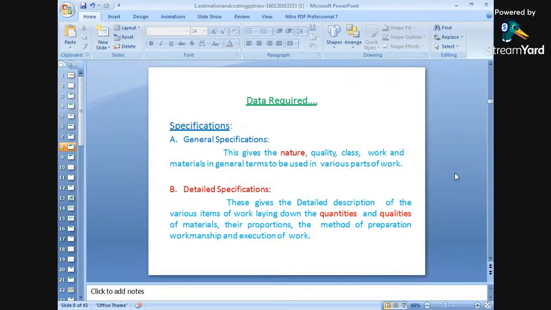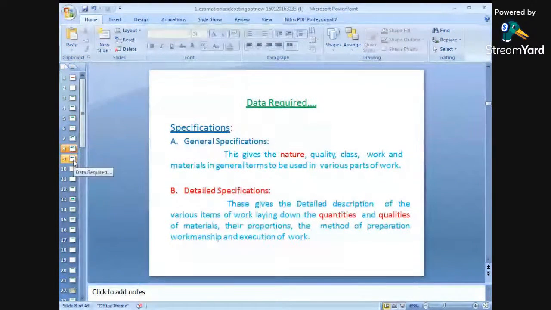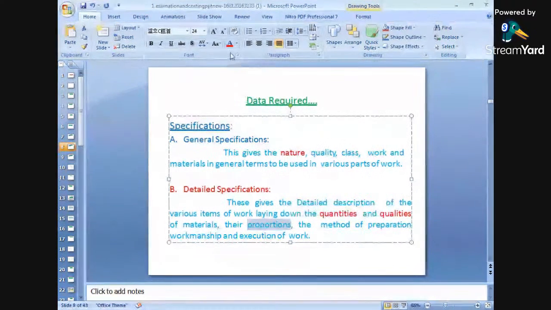Their proportions, the method of preparing. Again, the proportions are also very, very important. What will be the proportions for a particular type of work? Proportion in the sense the ratios, 1 is to 2 is to 4, 1 is to 3 is to 6, 1:4:8. That is the example for RCC. Suppose there is RCC work in the slab, so what will be the ratio? What will be the grade of concrete in the slabs? What is the grade of the concrete in the foundations, or the grade of the concrete in the columns? Okay. So all these proportions are also to be taken care of in the specifications.